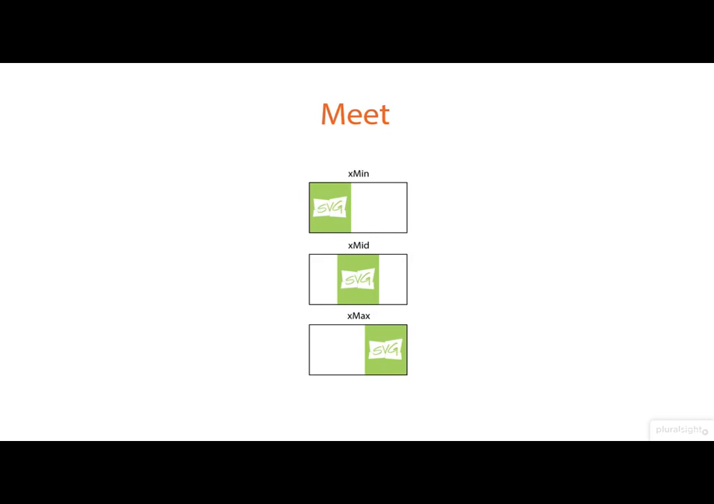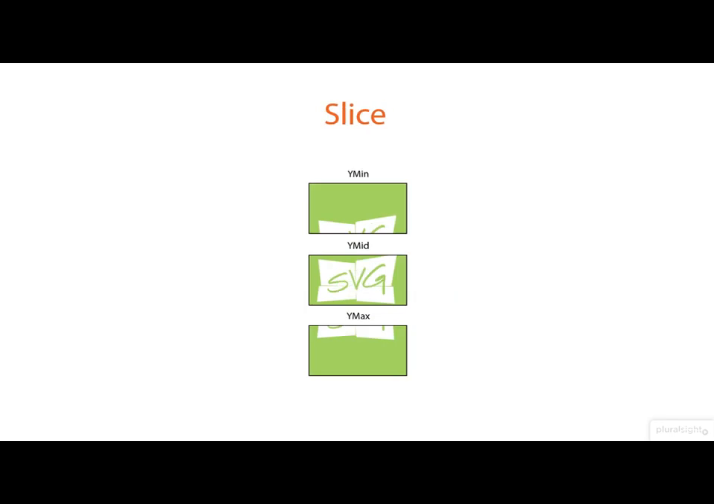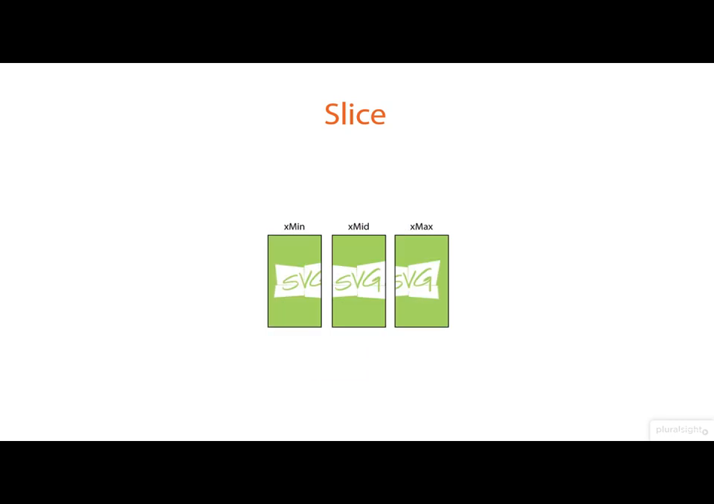The meet items will look like this in the wide viewport, and like this in the skinny viewport. The slice items will look like this in the wide viewport, and like this in the skinny viewport.